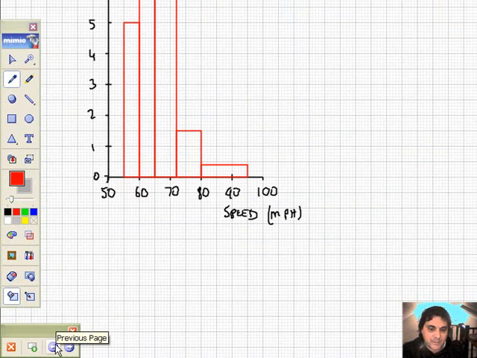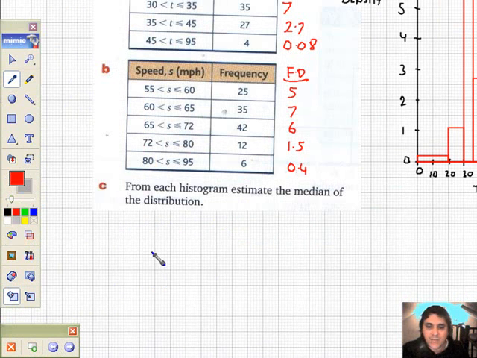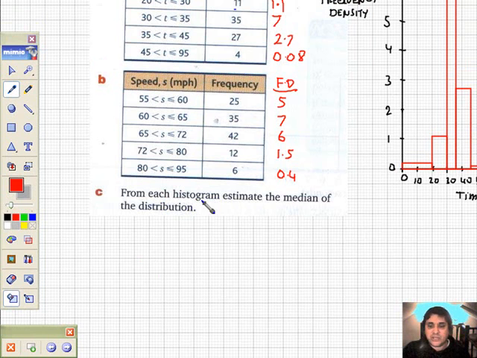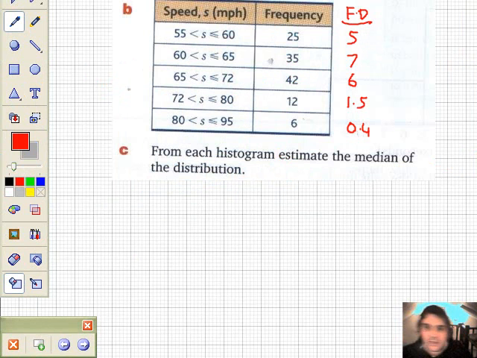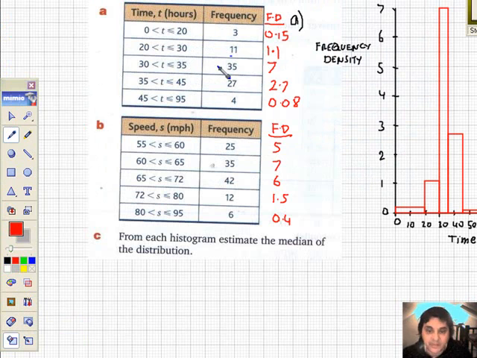It's really about part C, and I'm going to take my time with this one. This is quite tricky. For each histogram, estimate the median of the distribution. Well, the median is the value in which the middle thing or the middle person, whether these are people or not, I don't know. We're looking for the middle value essentially. So we're looking for the value of the 40th thing, so the median time in the first instance.